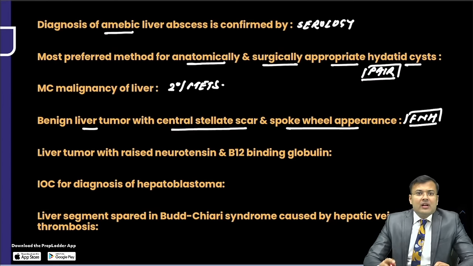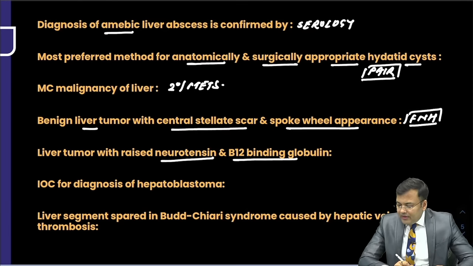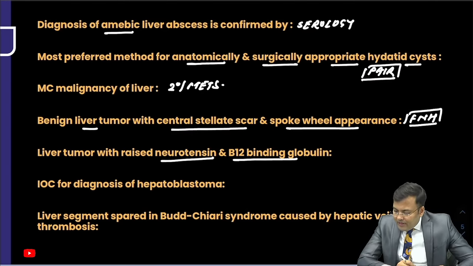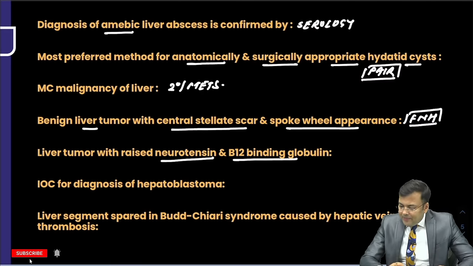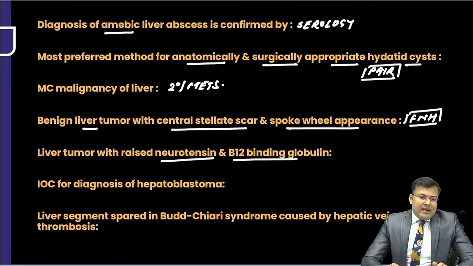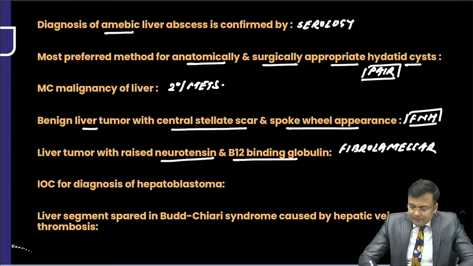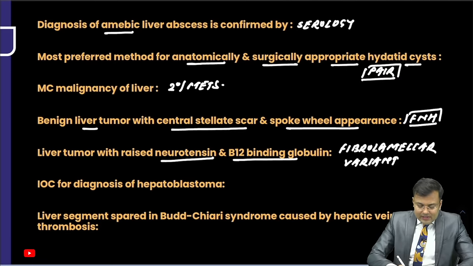Next, very important. Asked in pathology as well as in surgery. Integrated question. Liver tumor with raised neurotensin and B12 binding globulin. Tell me. Ramya Senthil, very good. Neurotensin and B12 binding globulin are raised in the fibrolamellar variant of HCC.